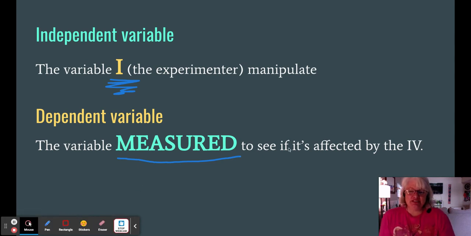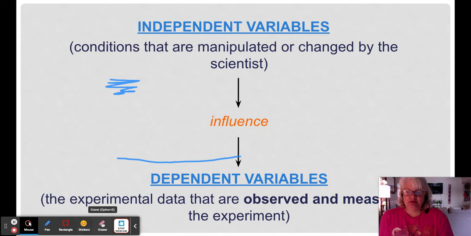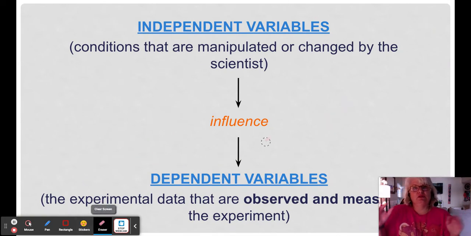So let's do an example. I think that's going to help the most. This just shows the causation, right? So we're hoping that we're going to show that there's a causation or a causality between the independent variable and the dependent variable.